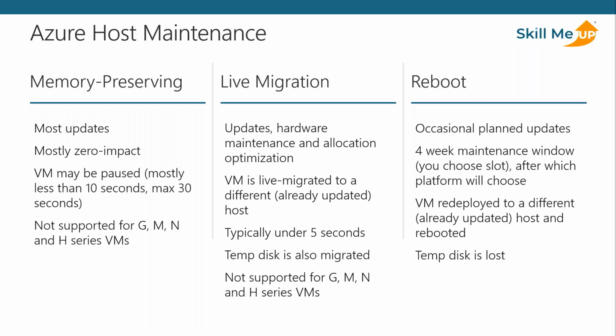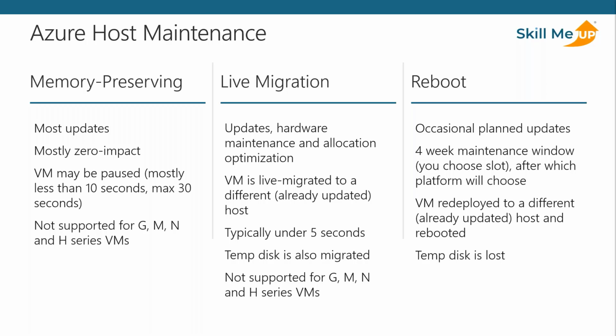Now, in some cases, Microsoft isn't able to do that memory preserving update where the VM is simply paused. The next option that Microsoft has is to live migrate your VM to a different host, obviously a host that's already been updated. So a small minority of updates are handled this way by live migrating your VM to a different host. But this is also used in some other scenarios.